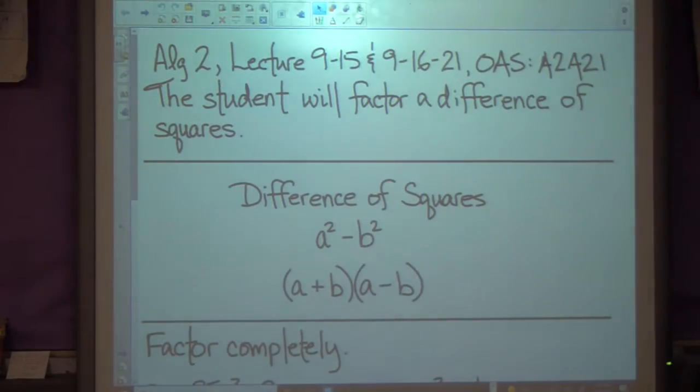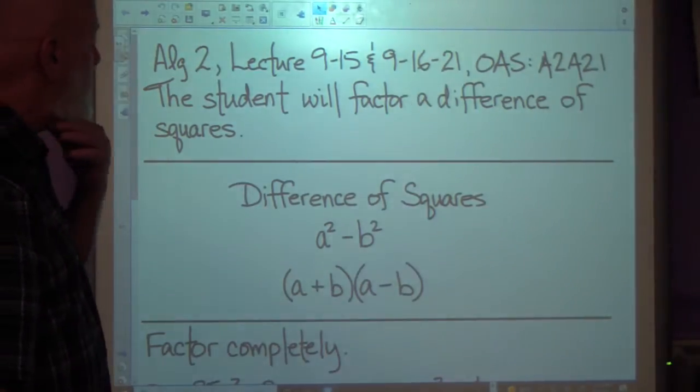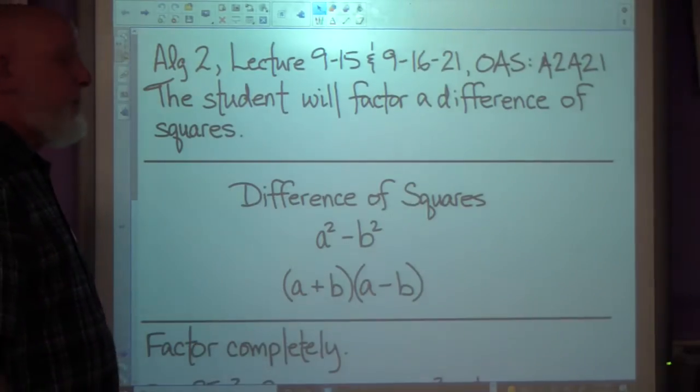All right. This is Algebra 2, Lecture 915 and 916, OS A2A21. Student will factor a difference of squares.